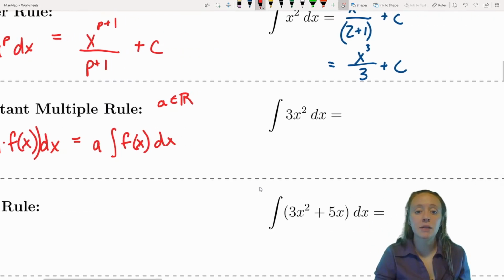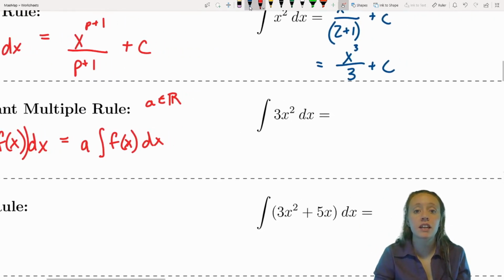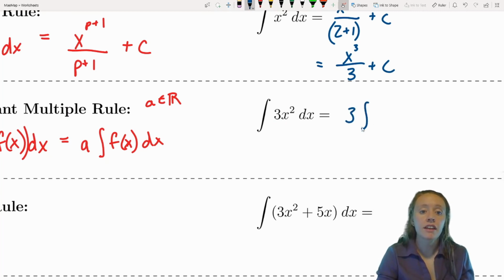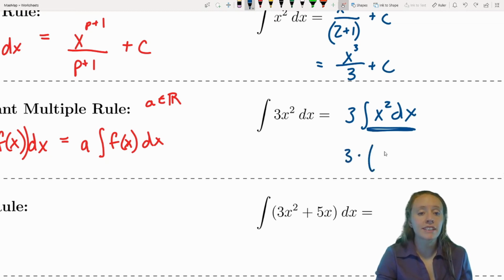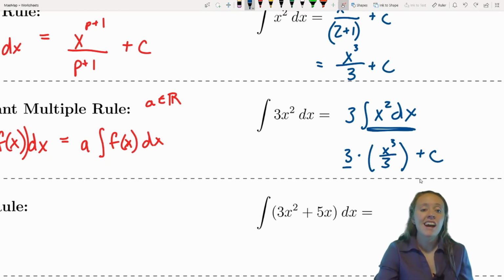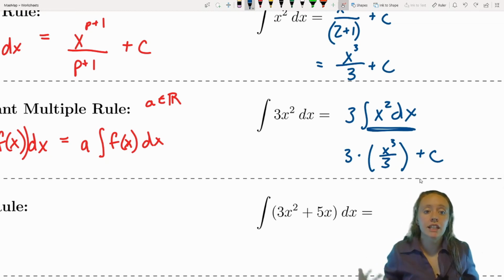Showing how this works in an example, you can see it's pretty similar to how we did the constant multiple rule for differentiation. I'll pull this 3 right on out in front and then integrate x squared dx, which we've already done above. So I'm going to have 3 times, what's the integral of x squared with respect to x? That was x cubed over 3, and then we had plus c. Now when I pull this 3 out in front, I don't need to multiply it to my c as well, because multiplying 3 by c is still going to give me some arbitrary constant I don't know. So we'll still just leave this as c.